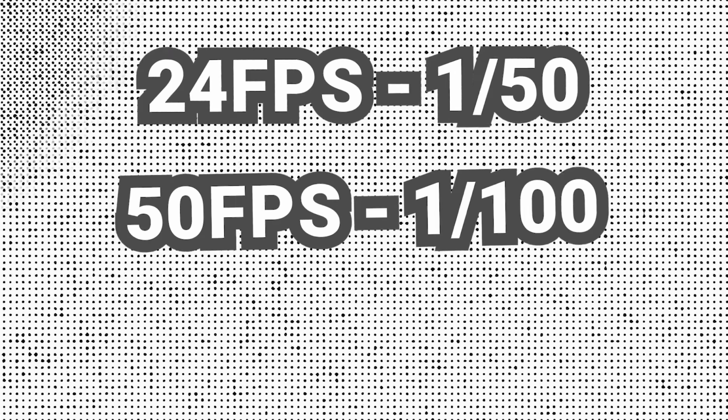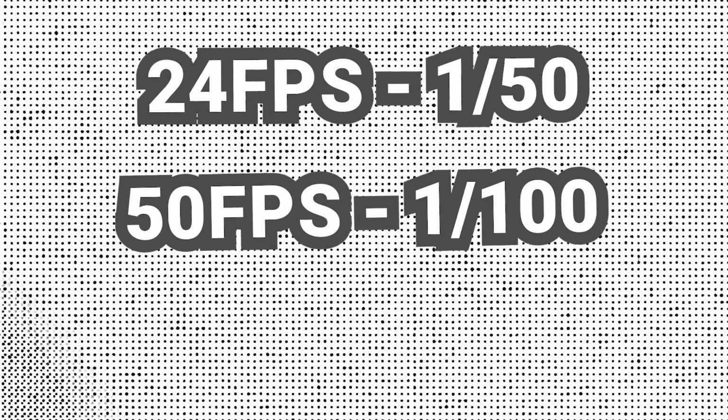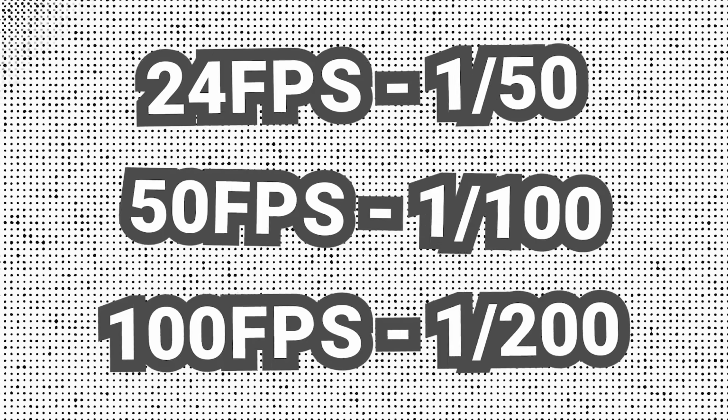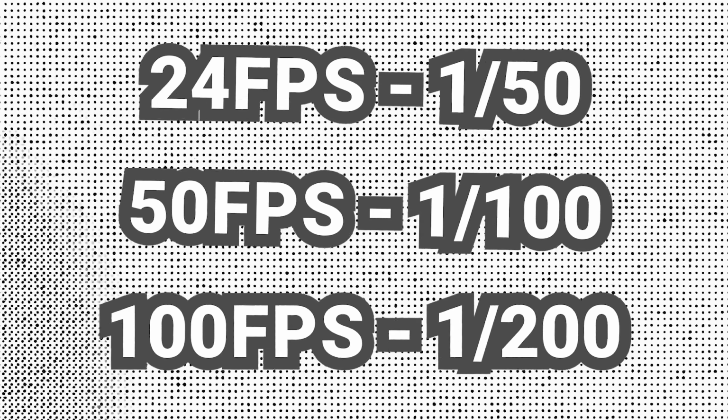As a consequence, the number of frames per second is directly related to the shutter speed. If you have 24 frames per second, the shutter speed should be 1/50th. If you have 50 frames per second, 1/100th. If you have 100 frames per second, 1/200th. You get the pattern. Multiply the frames per second by 2 and you'll get the number you need to set the shutter speed to get the most correct and realistic results.